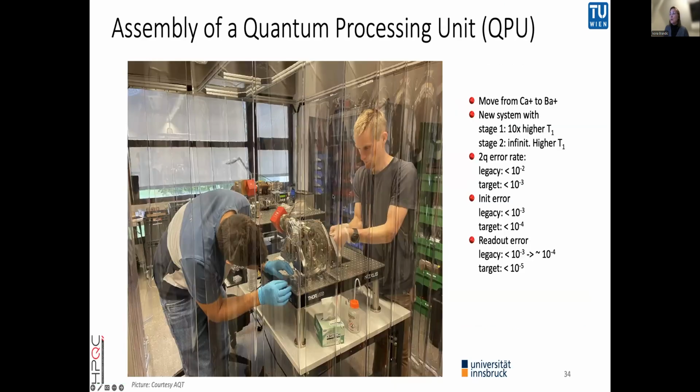Here is then also the picture showing the colleagues from Innsbruck. So you have to also understand assembling such a quantum computer is really hard work, a physical work. You have to assemble the quantum processing unit, you have to fine-tune, they have to change isotopes from calcium to barium so that the excited particles stay longer in a certain state.